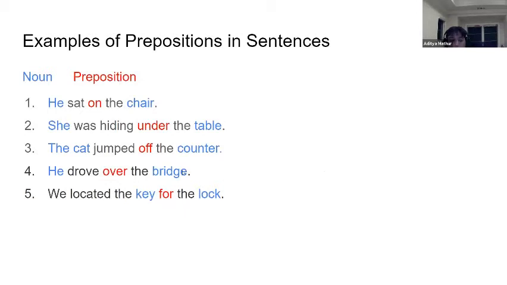Harsh, let's try sentence number 4. Try to read it.